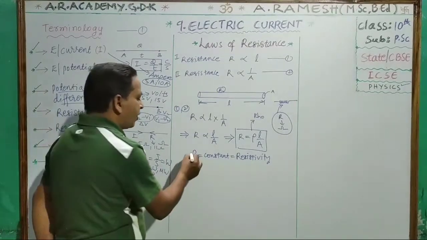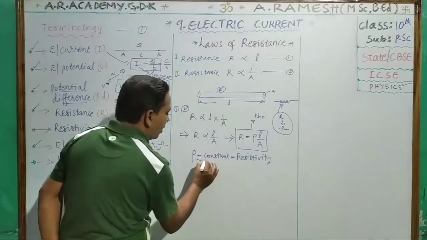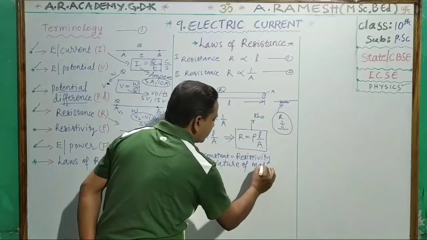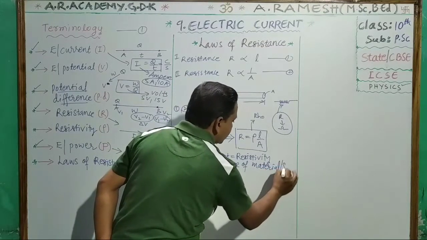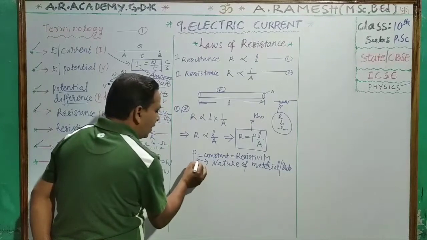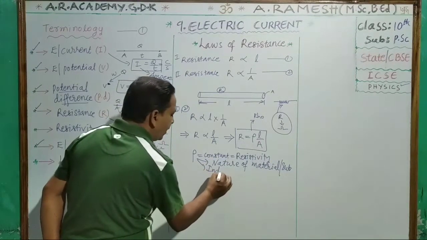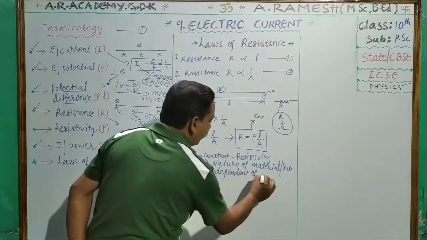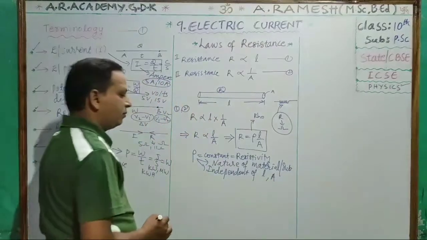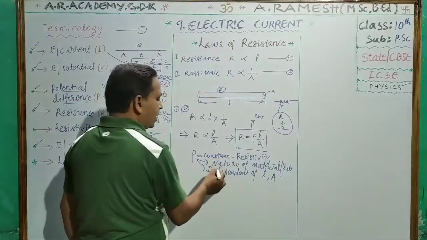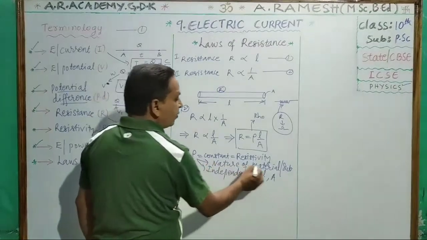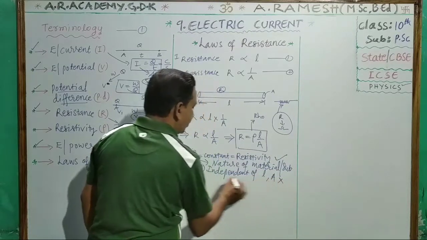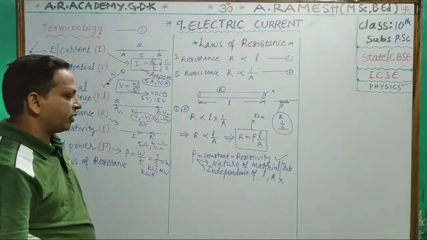Resistivity depends upon the nature of the material or substance only. It is independent of the length and area of cross section of the wire. Remember, resistivity is a constant. It depends upon the nature of the material only, but it doesn't depend upon length and area of cross section. Means it is independent of length and area of cross section.